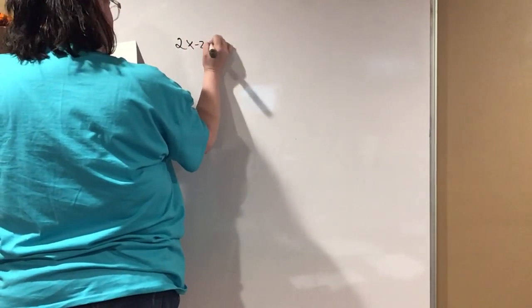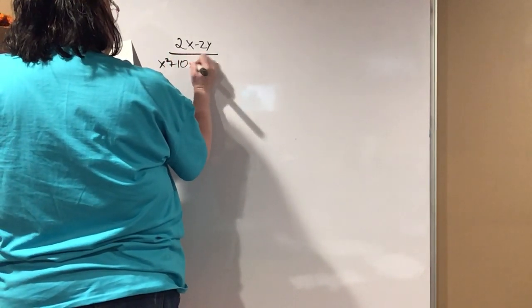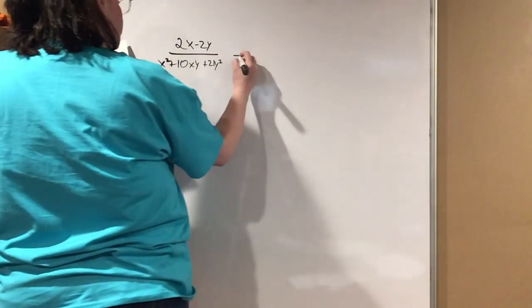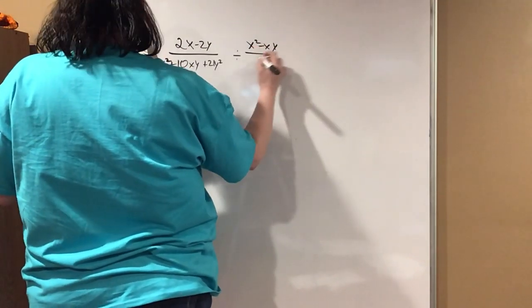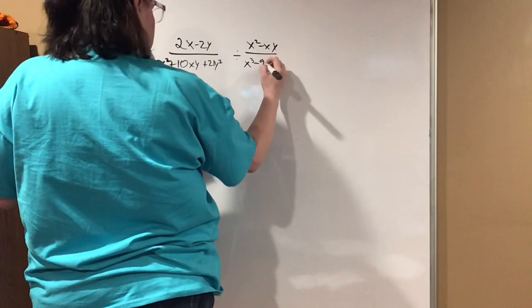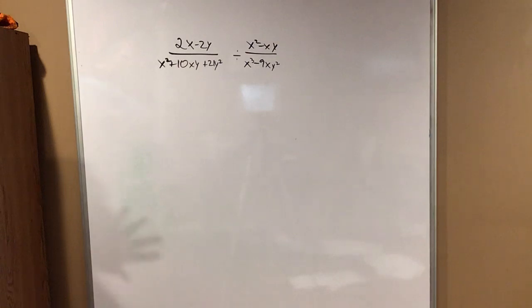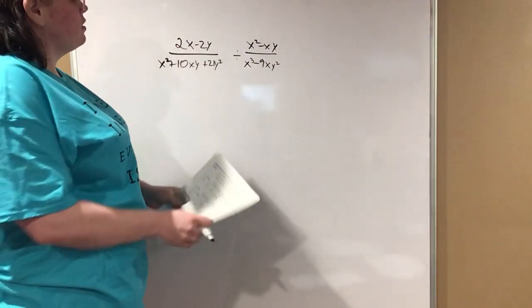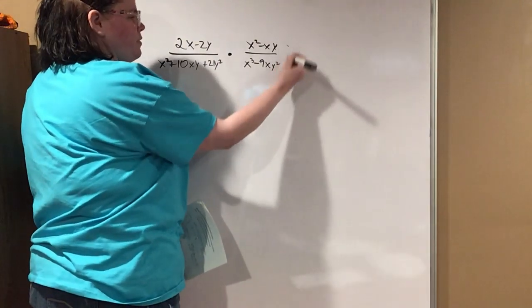So 2x minus 2y over x squared plus 10xy plus 21y squared divided by x squared minus xy and x cubed minus 9xy squared. Okay, this looks confusing, right? Well, we're dividing, and when we divide fractions, we're going to copy. I'm just going to leave this here, copy, and then dot. We change it, and we're going to flip this.